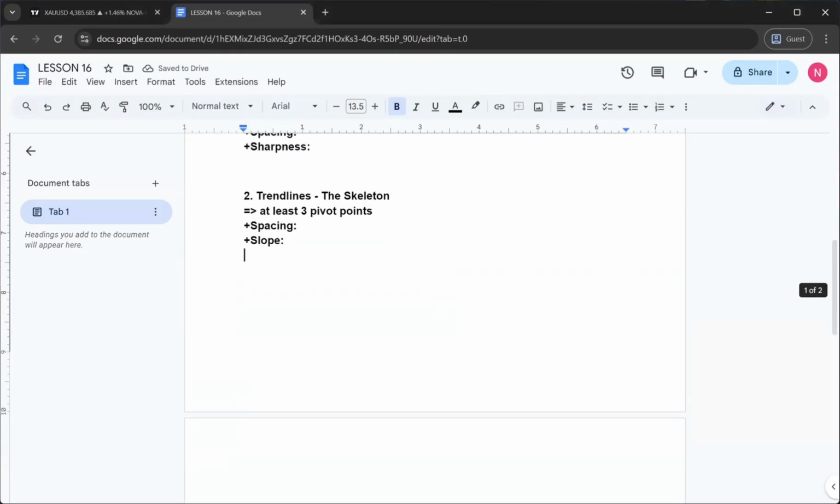So what is slope? If the slope is too steep, higher than 60 degrees, this is unsustainable, like sprinting. The price will soon be exhausted. And for a slope under 30 degrees, or too flat, it shows that the opposite side can easily break it.